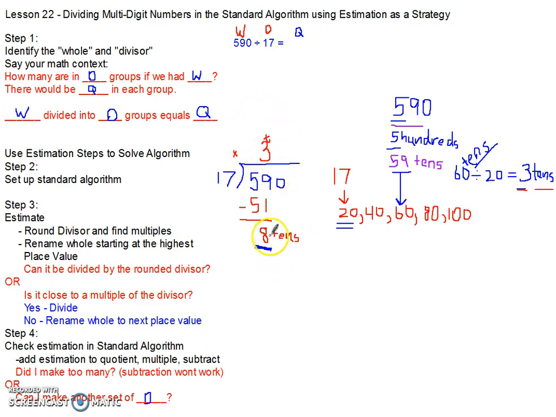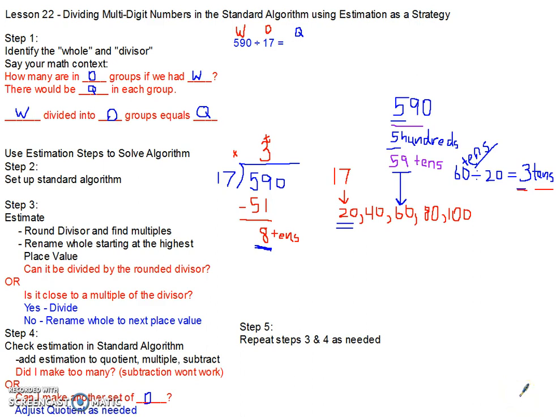But for us, we estimated perfectly because we are left with 8. We didn't make too many sets, and we can't make another set. If the answer is yes to either of these questions, then you just adjust your quotient, or your number up top, as needed, whether you made too many or too few. And then you repeat the steps of multiply and subtract and see if it works out that time.